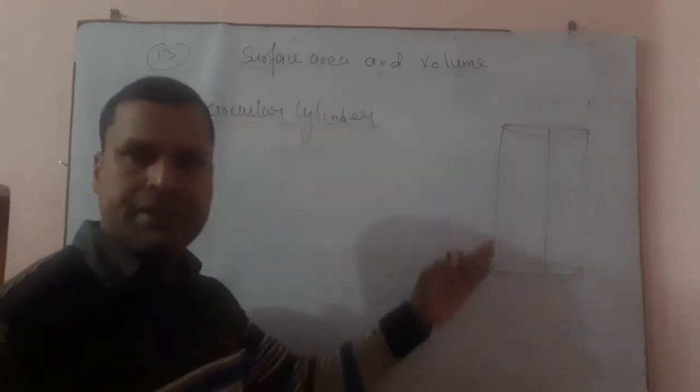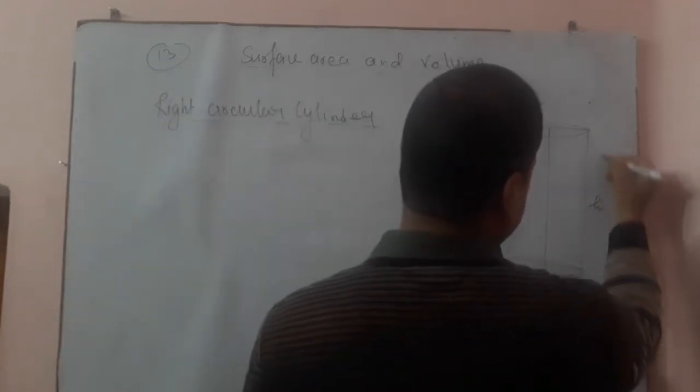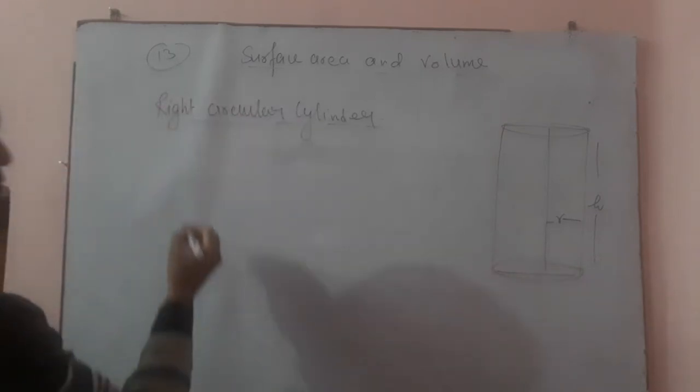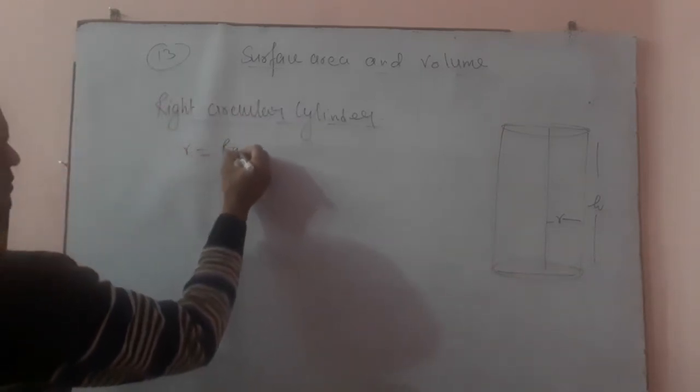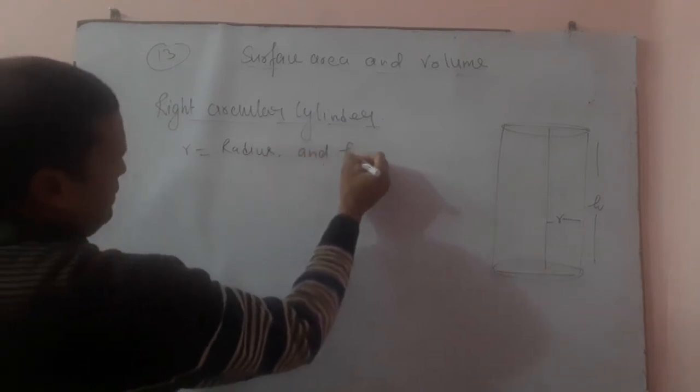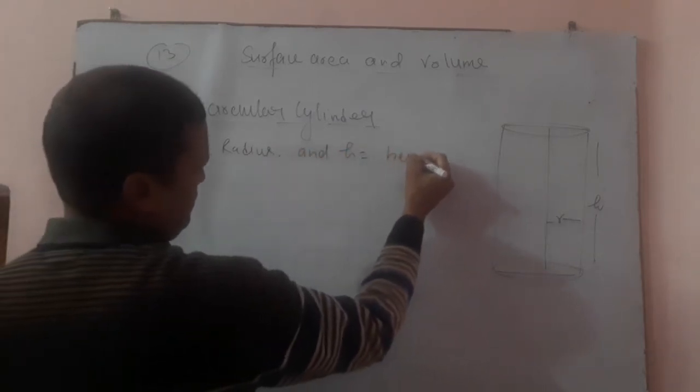There are two terms here. One is the height and this is the radius. It means R for the radius and H for height.